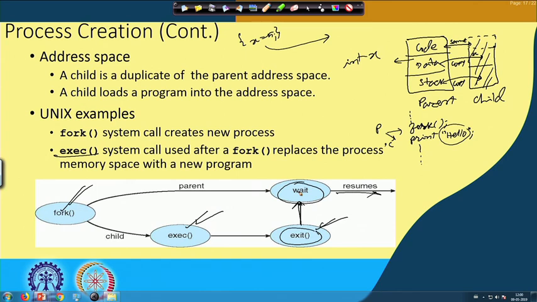Ideally, if the parent has not given the call to wait, then after this point the parent and child are two parallel processes and they are scheduled independently. So, that way they can continue. But if this wait is there, then there may be synchronization between parent and child. The parent will wait for the child to be over and only then will it continue.